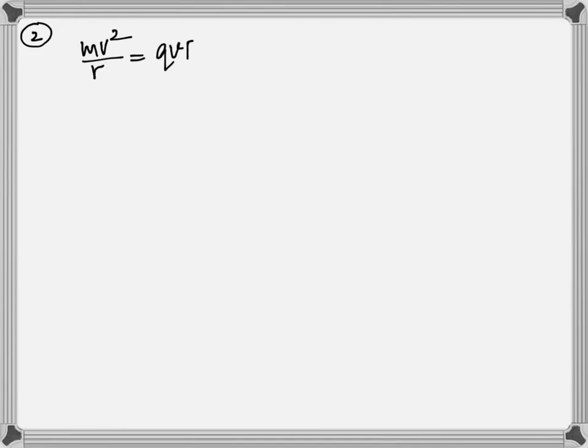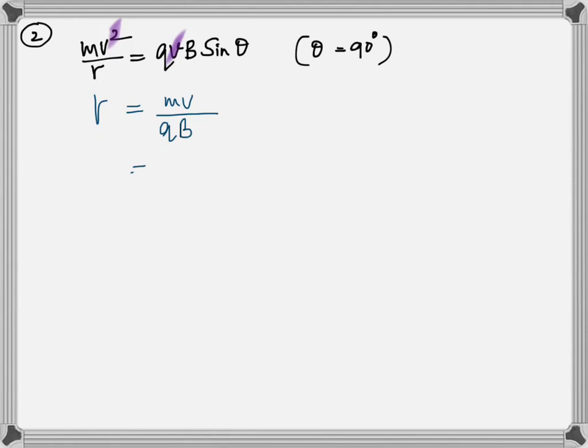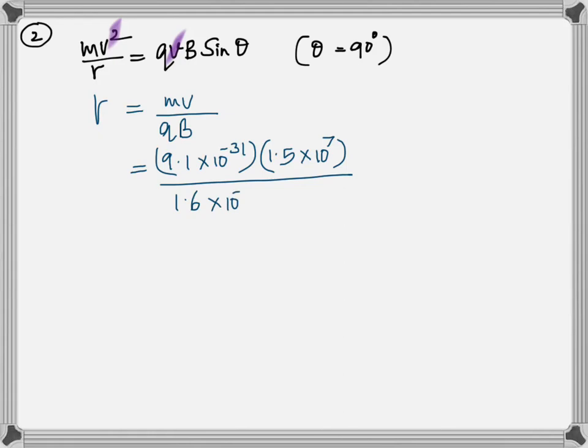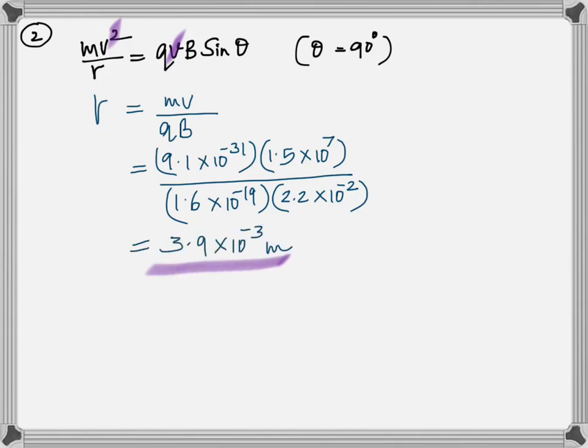Well, on number 2, this is how you get the equation. mv squared by r is equal to qvB sine theta, and theta is 90. It's always good to know how you get the equation. So most of you got the answer. R is mv by qB. Substitute the numbers for the mass and the charge of the electron. And it's 3.9 times 10 to the negative 3 meter.